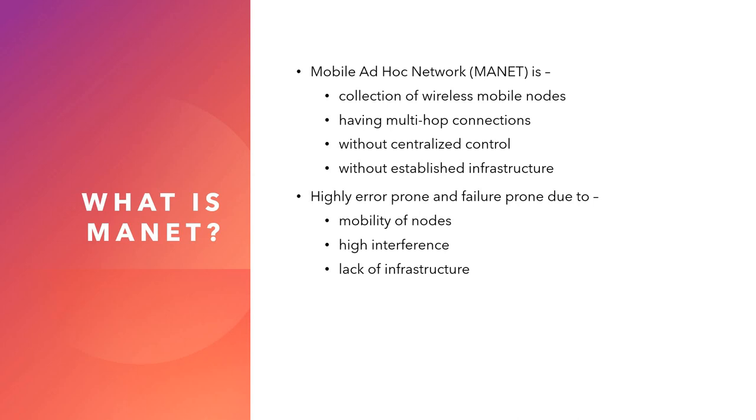Now this network is also highly error prone and failure prone. Why? Because the nodes are continuously moving, there's a high percentage of error when communicating through movement, and also there is a high level of interference because it's a wireless network. High interference is a de facto property of wireless networks, and as there is a lack of infrastructure, there is no coordinator which will set the time or coordinate the communication between the devices, which is another reason for failures and errors.